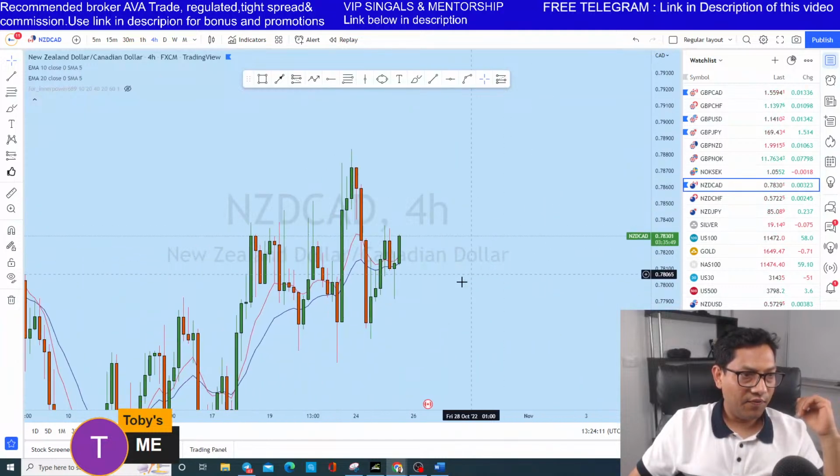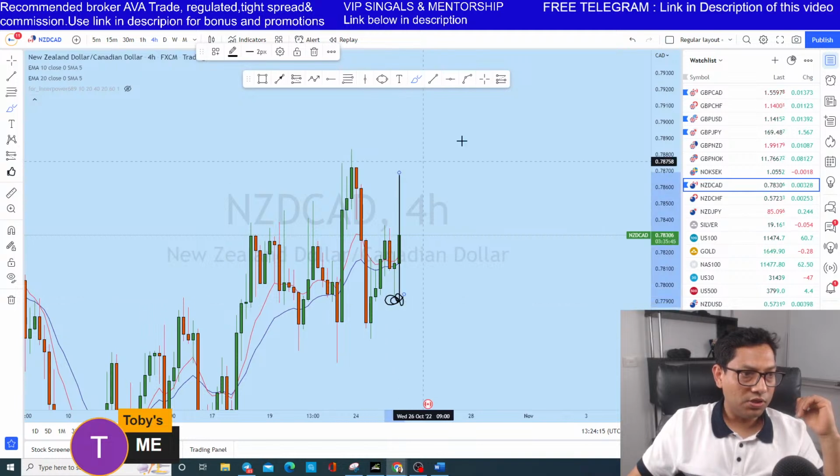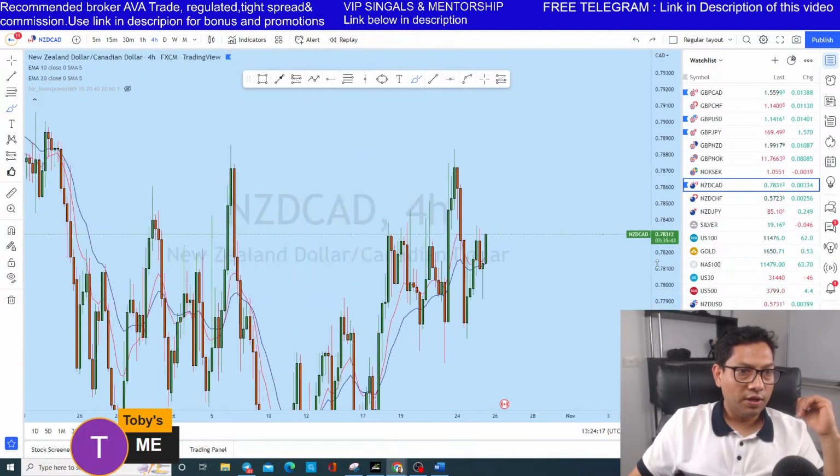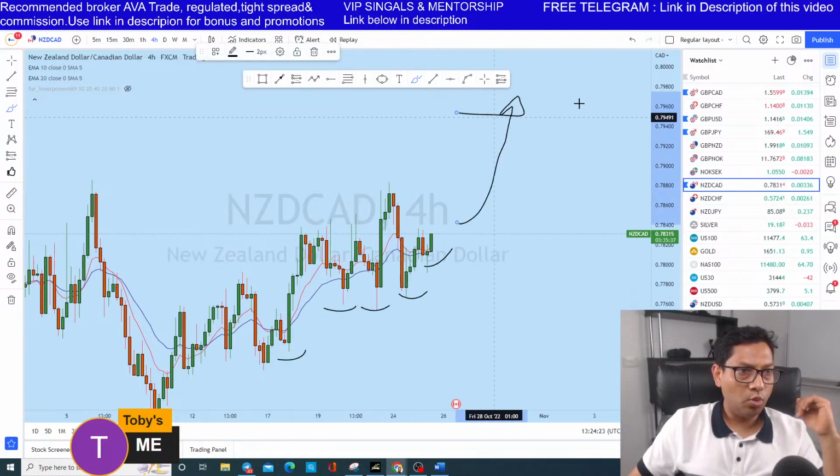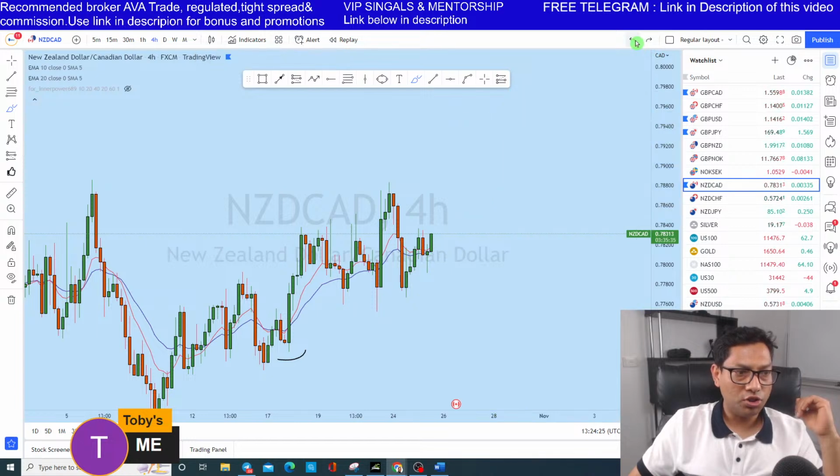NZD CAD has a rejection from the bottom. After that, we see that bullish move. If you look at the bottom of the chart, there is a series of higher lows, so in that way we can expect this price to continue to go up, guys.